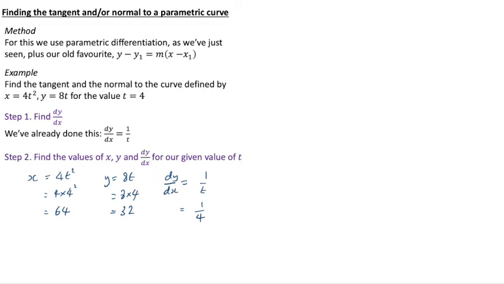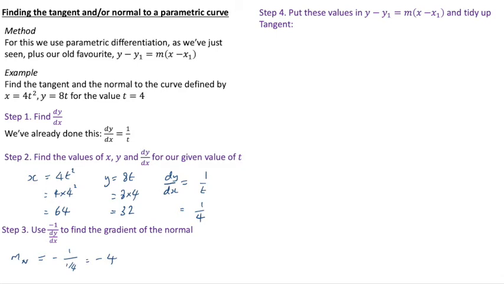Now we want the tangent and the normal, so as we're getting all our building blocks, we may as well use the fact that the gradient of the normal is minus 1 over dy by dx. So we have the gradient of the normal is equal to minus 1 over 1/4, times top and bottom by 4, and that gives us minus 4. So that's the gradient of our normal. Step 4 is put these values into y minus y1 is m times x minus x1 and tidy up.